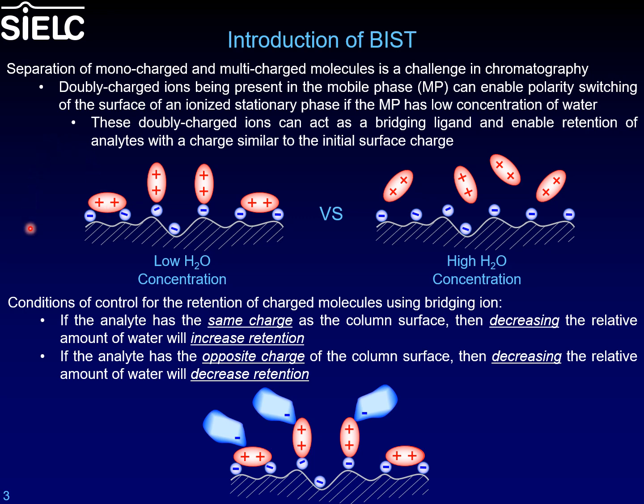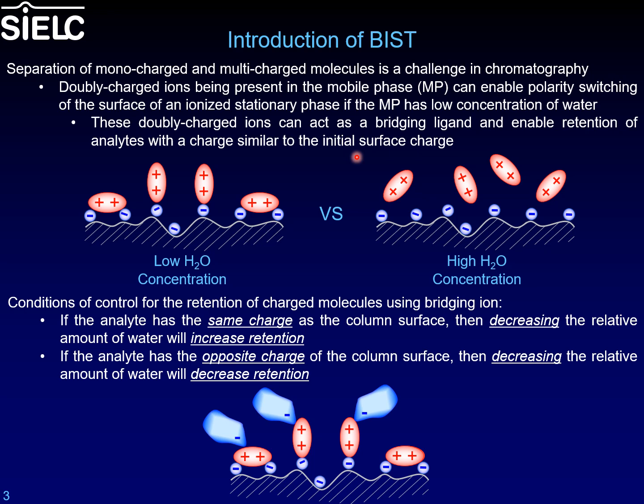We've shown this down below in the example where we're using a stationary phase whose surface is negatively charged, and the doubly charged ion that's been introduced into the mobile phase is positive in nature. This effectively switches the stationary phase charge from negative to positive. It is noteworthy that these doubly charged ions can effectively act as bridging ligands and thus enable retention of analytes that have the otherwise same charge that was initially seen on the surface area of the stationary phase.